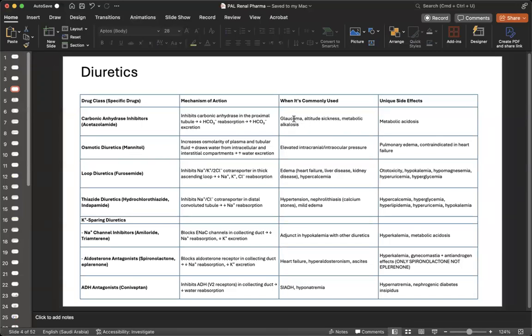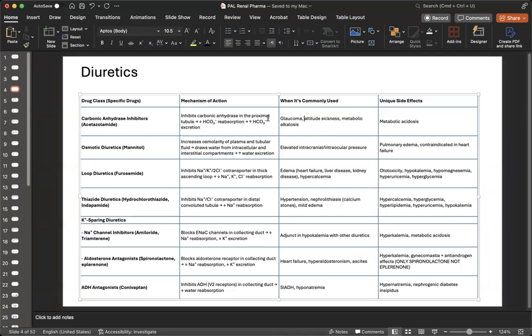It's mainly used in glaucoma, altitude sickness, and metabolic alkalosis. If you think about it, why is it used in metabolic alkalosis? Because it's literally kicking out bicarbonate. Glaucoma and altitude sickness. So glaucoma, you'll learn about that later when you take ophtha, if you haven't already. Altitude sickness, I don't think anyone really knows why acetazolamide can help in altitude sickness.